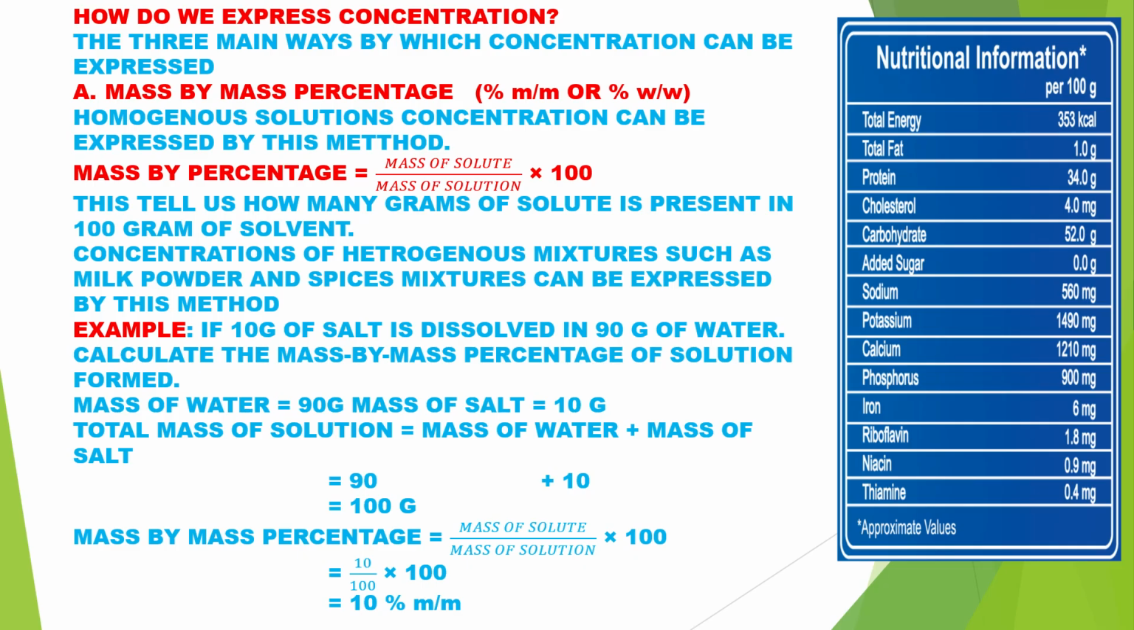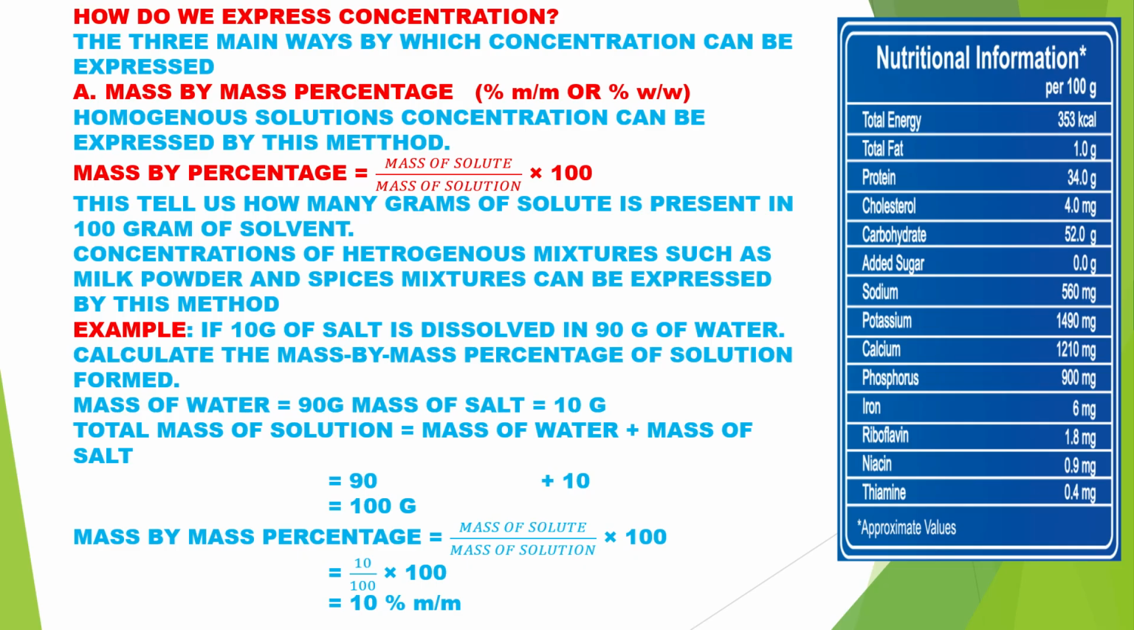Homogeneous solutions' concentrations can be expressed by this method. Mass percentage is mass of solute upon mass of solution into 100. This tells us how many grams of solute is present in 100 grams of solution. Concentration of heterogeneous mixtures such as milk, water, and spices mixtures can be expressed by this method.